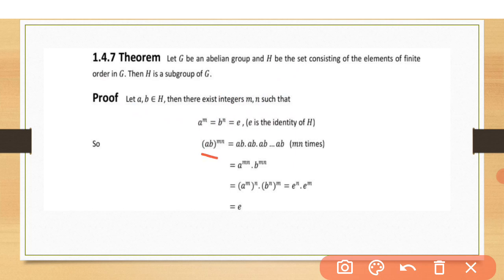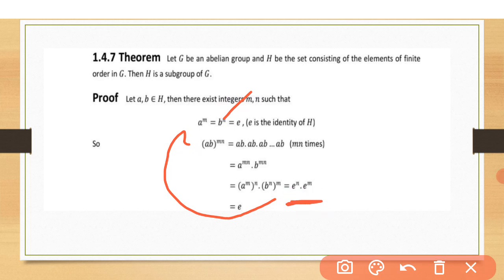Consider AB raised to power MN. If we combine these elements, then it is AB dot AB dot AB, MN times. Then by taking the power on both separately, A raised to power MN and B raised to power MN, which give us A raised to power M raised to power N and B raised to power N into M. We know that A raised to power M gives us the identity element because the order of A is M. So we get identity element E raised to power N, and B raised to power N, the order of B is N, so it also gives us the identity element.